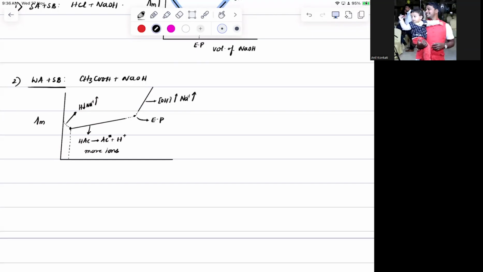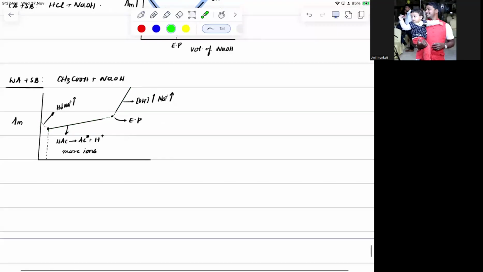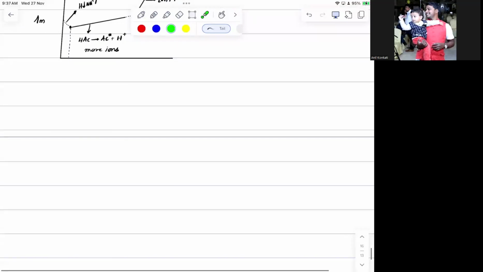Sometimes if this part is not given, you can still take it as correct. That means initially there was no ionization at all, so you can directly start from here and go like this.